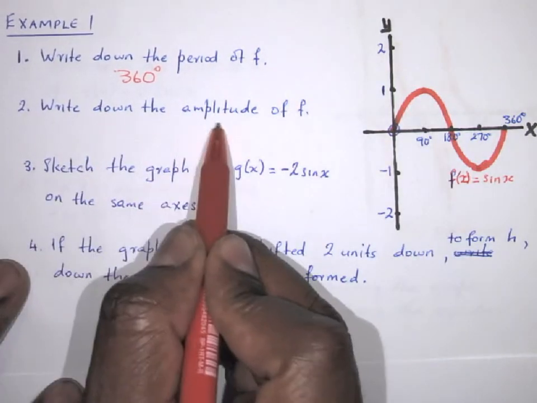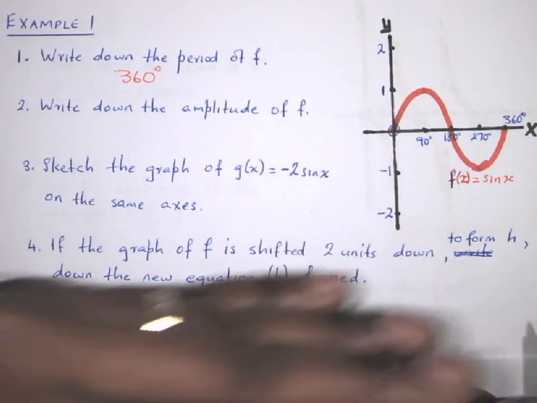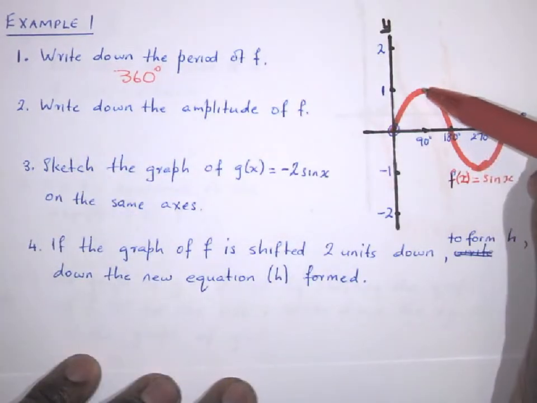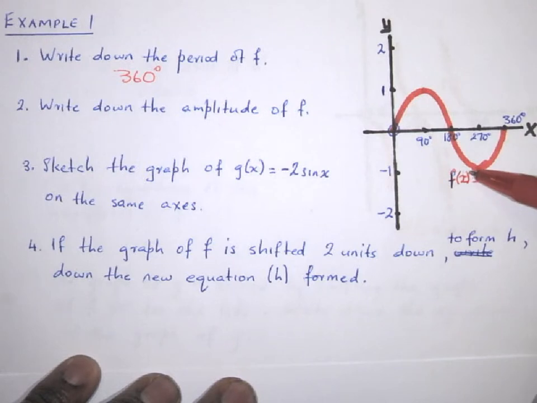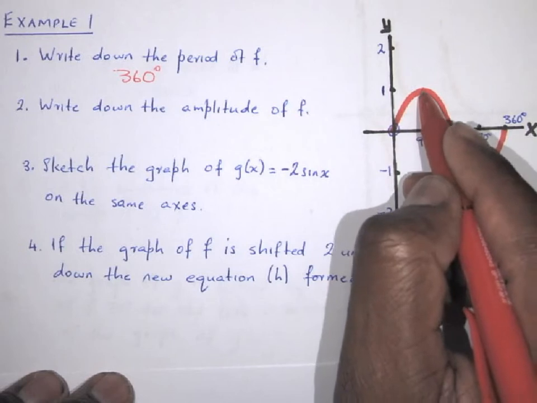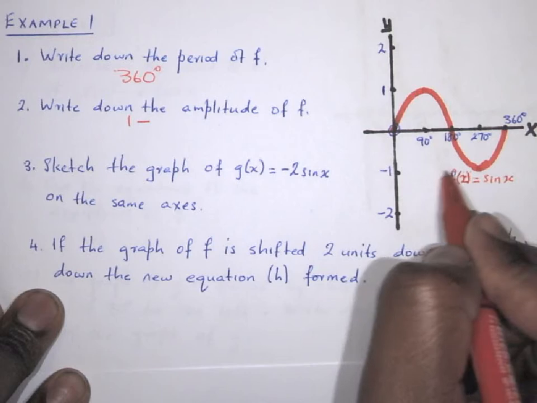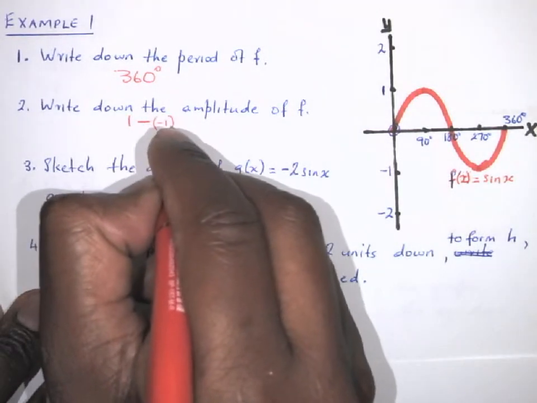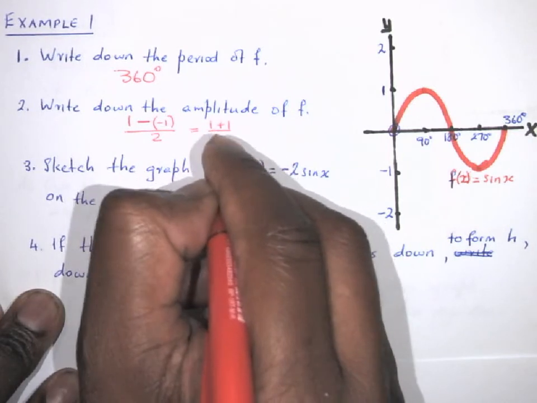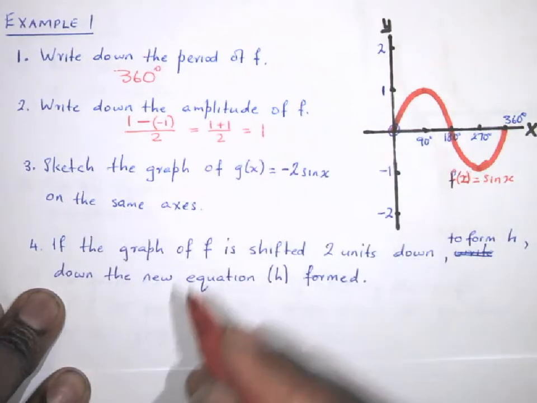Write down the amplitude of the graph of f. The amplitude is the distance between the highest value and the lowest value, then you divide by 2. The highest value of this graph is 1. You subtract the lowest value of this graph, which is minus 1, then you divide by 2. Your answer will be 1 plus 1 on top divided by 2, and your answer is 1, because 2 over 2 will give you 1.